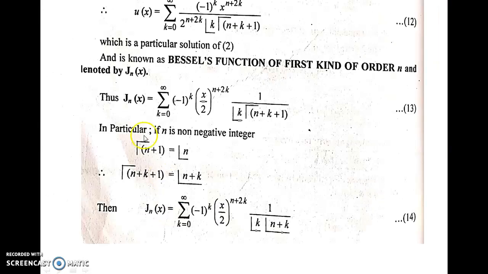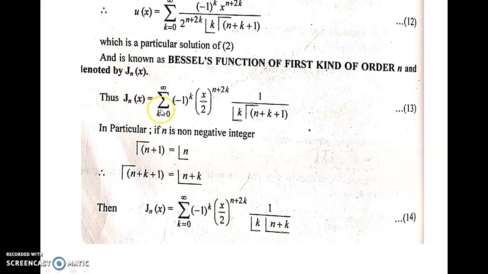So in place of this term, you can write gamma(n plus k plus 1), which we have written here. u(x) is what? Summation k from 0 to infinity, minus 1 raised to power k, x raised to power n plus 2k, 2 raised to power n plus 2k, factorial k, gamma(n plus k plus 1). This is a particular solution of equation 2. It is called the Bessel's function of first kind. It is known as Bessel function of first kind of order n. Why order n? Because we are solving the Bessel's equation of order n. And it is denoted by J_n(x). Keep it in mind, J_n(x).